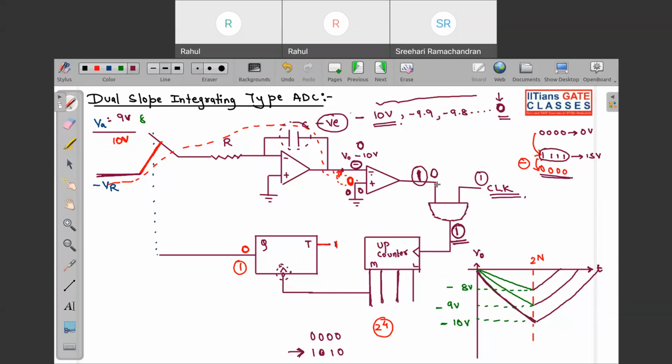Minus Vsat means minus V set corresponds to 0, and if one of the inputs of the AND gate is 0, the output will be 0. If this is 0, your up counter will immediately stop counting because it is not getting any clock pulse now. That is why it will hold the state, and whatever the held state is, that state will correspond to this voltage.